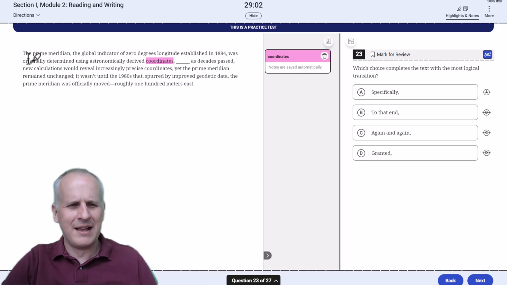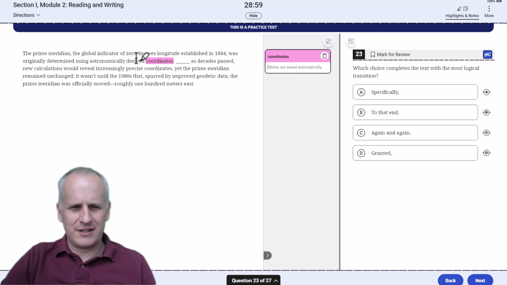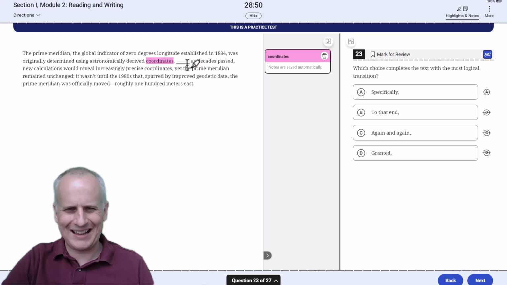So reading from the top, the prime meridian, the global indicator of 0 degrees longitude established in 1884, was originally determined using astronomically derived coordinates. Okay, so that's just what happened with the prime meridian. Blank, as decades passed, new calculations would reveal increasingly precise coordinates, yet the prime meridian remained unchanged. Okay, so we need an agreement transition here. And then at the end, we've got it wasn't until the 1980s that, spurred by improved geodetic data, the prime meridian was officially moved roughly 100 meters east. But that's not what's happening for this transition in the blank. We need agreement from the first sentence to the opening of the second sentence.